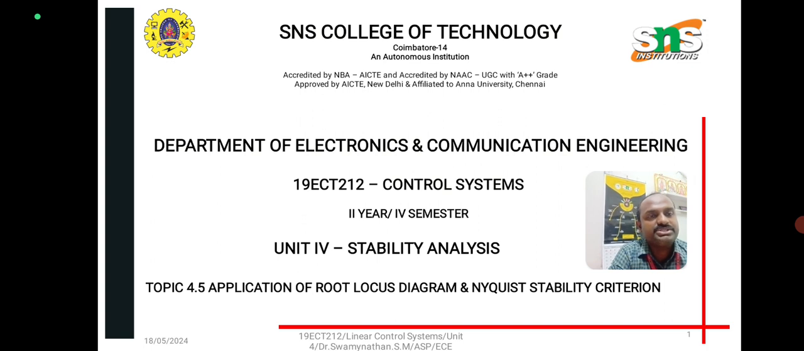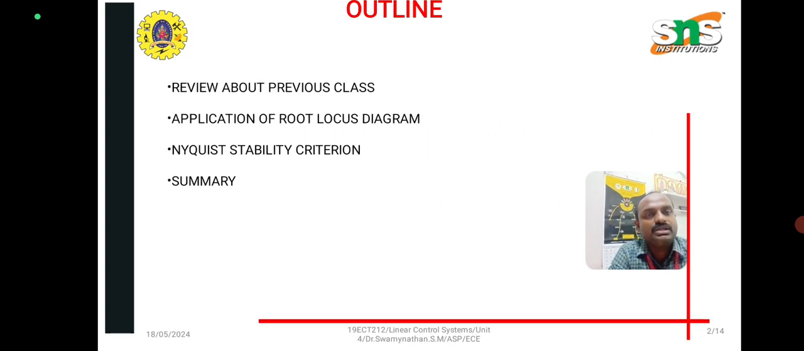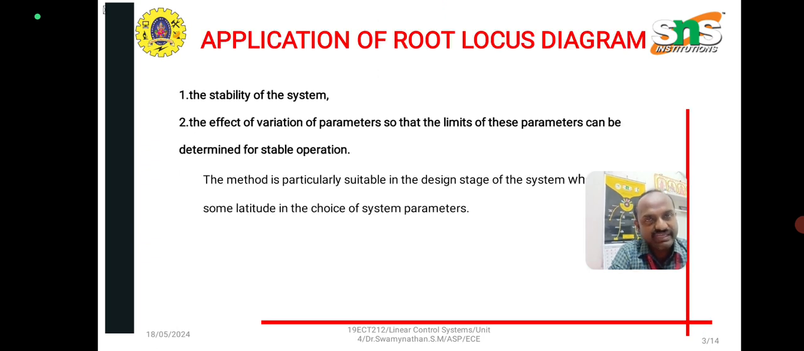Now I am going to discuss the topic called Applications of Root Locus Diagram and the Nyquist Stability Criterion Condition Introduction. So first thing, what are the applications of the root locus diagram? We can find the stability of the system using root locus. And next, the effect of the variation of parameters. So we can find the limits of these parameters to determine the stable operation.